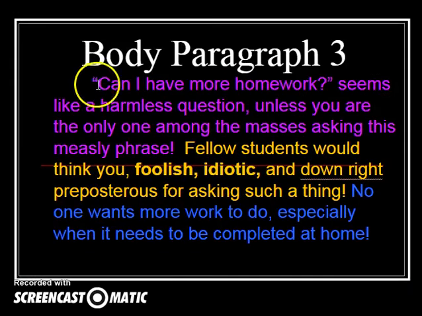Body paragraph 3. Can I have more homework? Seems like a harmless question, unless you are the only one among the masses asking this measly phrase, letting the reader know I'm going to talk about this quote now. Well, why is it preposterous? Fellow students would think you foolish, idiotic, and downright preposterous for asking such a thing. No one wants more work to do, especially when it needs to be completed at home. So, if you notice, I tied everything together right there. Sure. So make sure that you follow my lead here and write your body paragraphs in the same way.